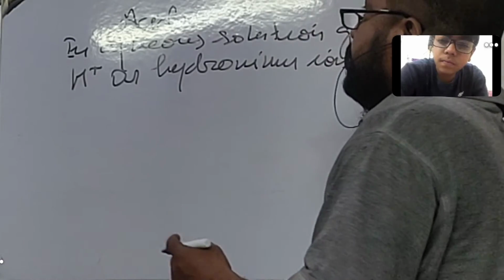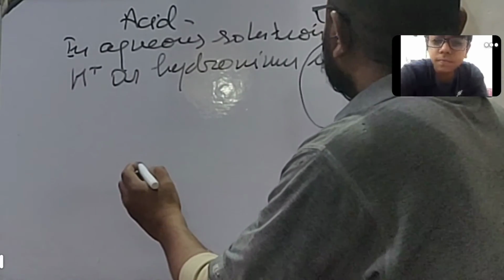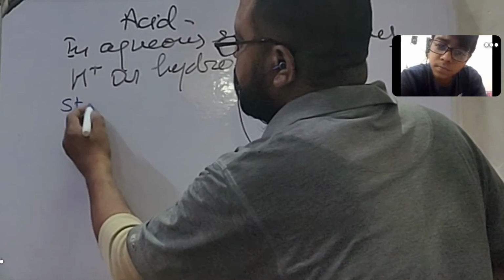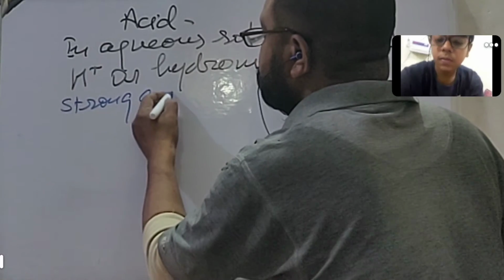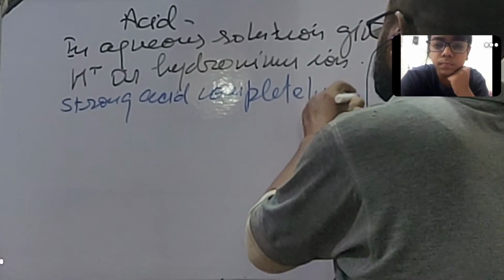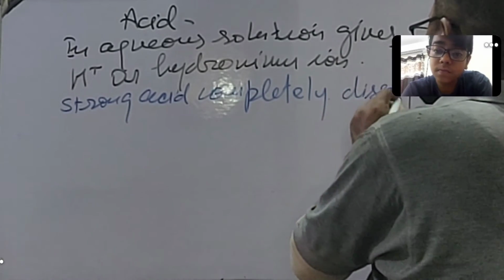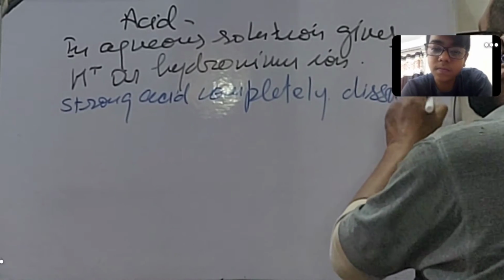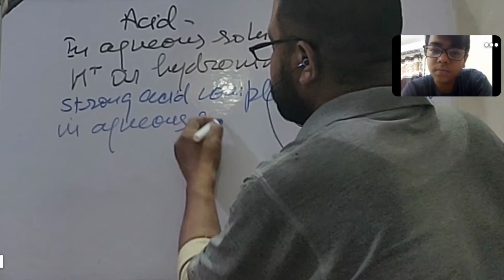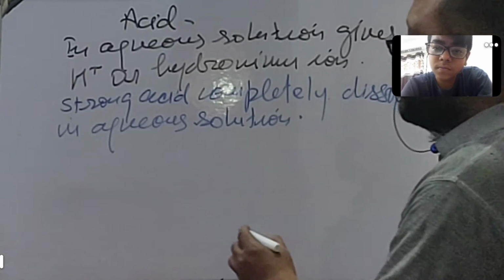So hydronium ion and what else? Strong acid completely dissociates in aqueous solution, right? Strong acid completely dissociates in aqueous solution.